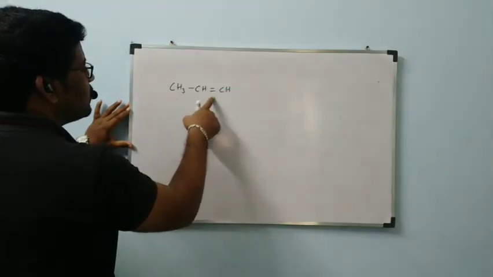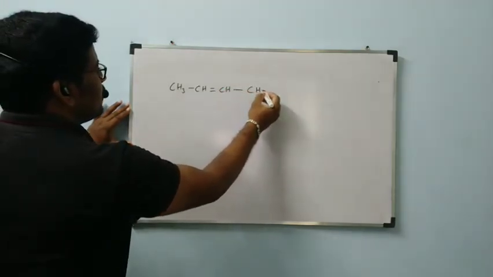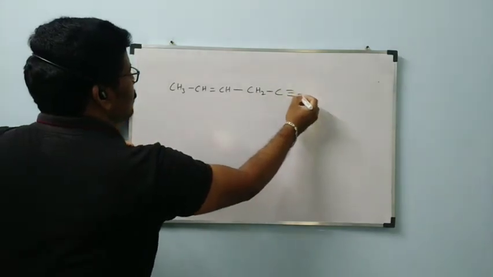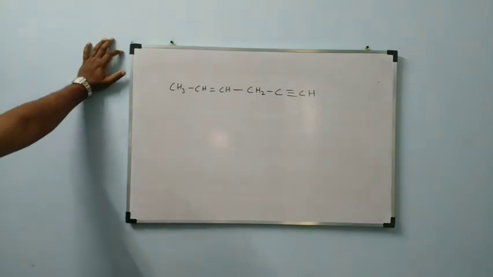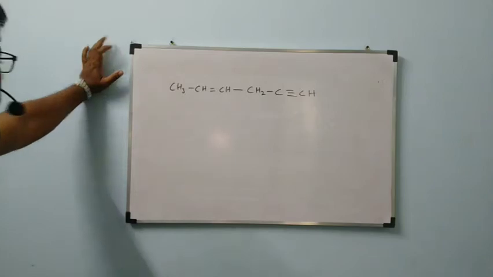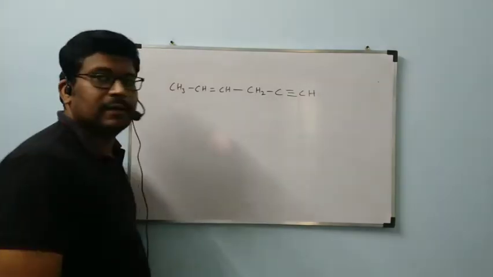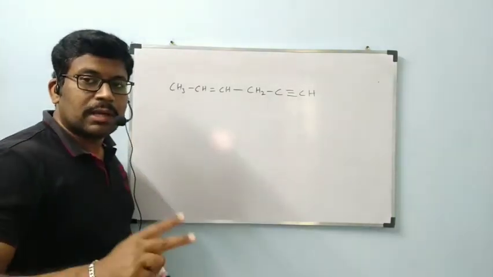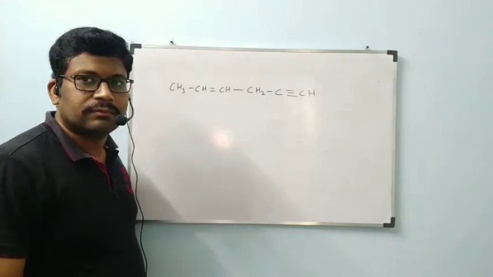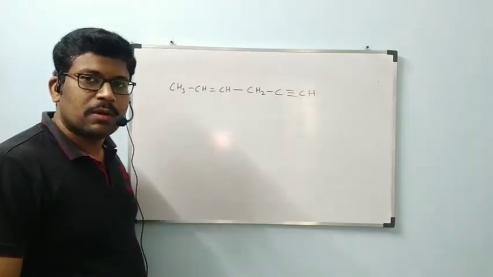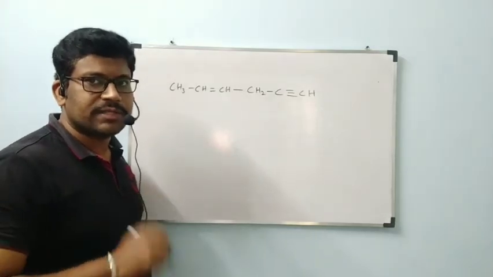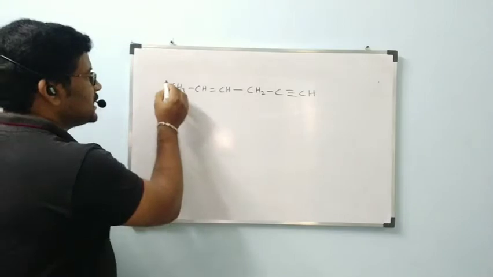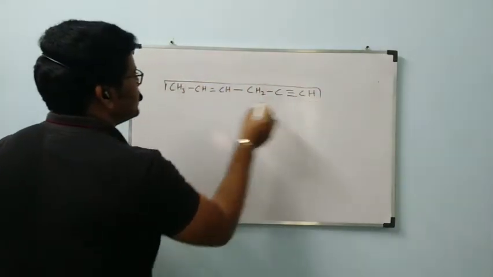CH3, CH double bond CH, CH2, C triple bond CH. This is the compound we have, with a double bond and a triple bond. Both double bond and triple bond are equally important. Now how are we going to name this compound? Let us see. Selection of parent chain: same, this one is the parent chain.